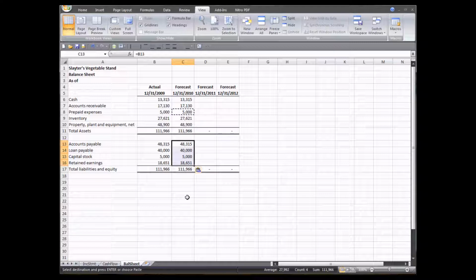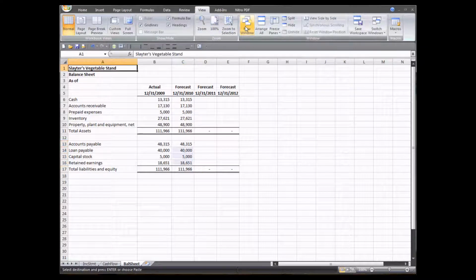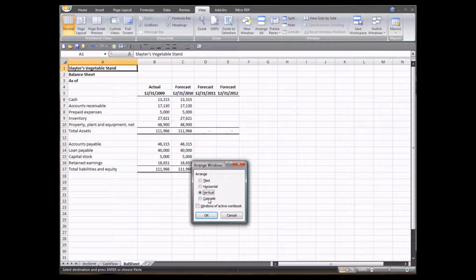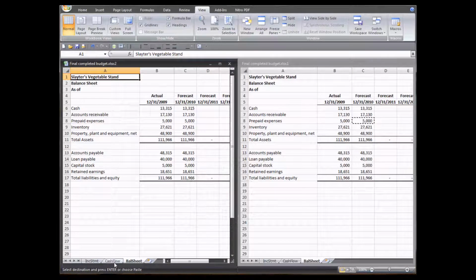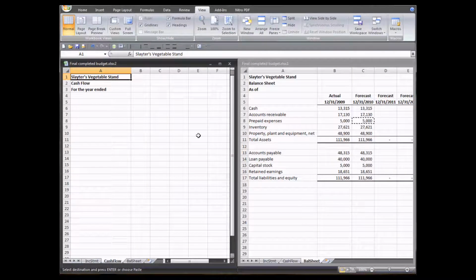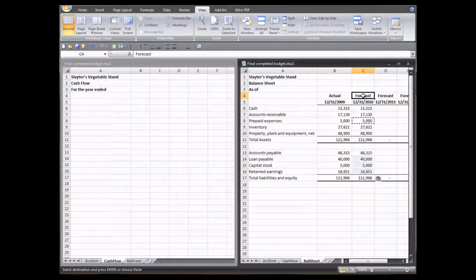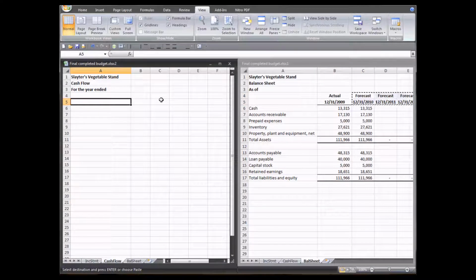stay in balance. Okay, so what I'm going to do now is go to the View tab, and I'm going to say New Window, Arrange All, and Vertical, so I can see two pages at the same time. On the left side, here's my cash flow. On the right side is my balance sheet. And on my cash flow, I'm going to want to put some headers in here, so I'm going to grab my forecast, and I'm going to put that here into column C.